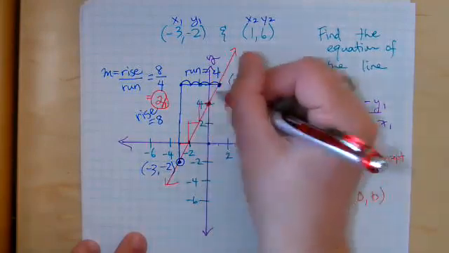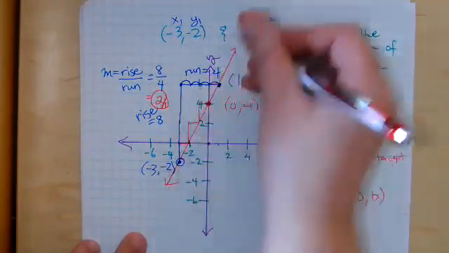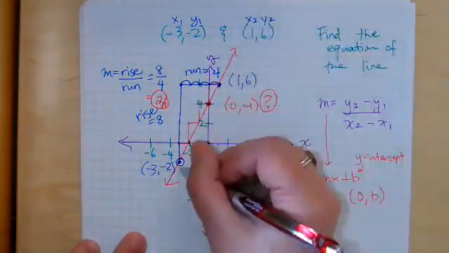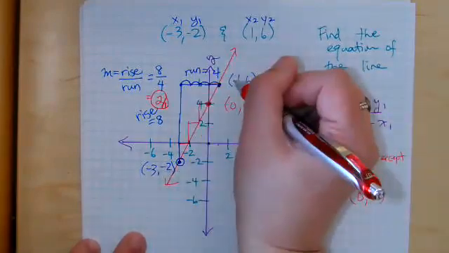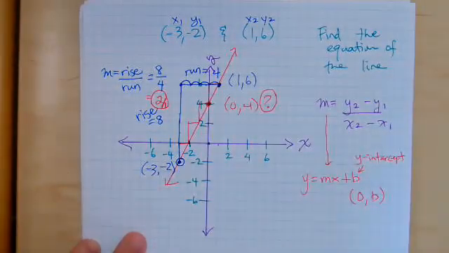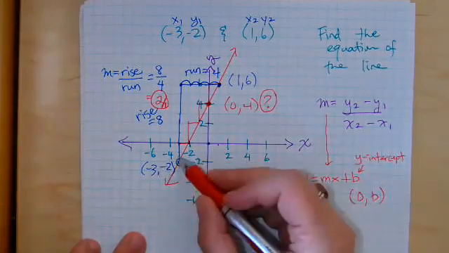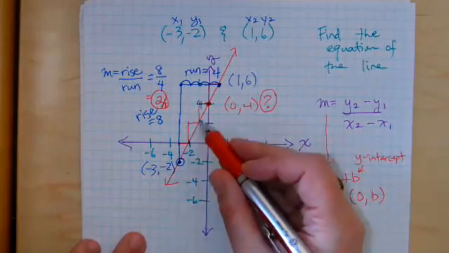Rise 2, run 1. And it's like stair steps, or you could take one big step, right? 8 steps up, 4 steps over. That's like when you see people jumping up the stairs, like they skip all the steps in between. Or you could rise 2, run 1, rise 2, run 1.